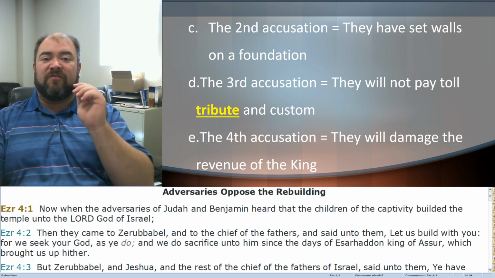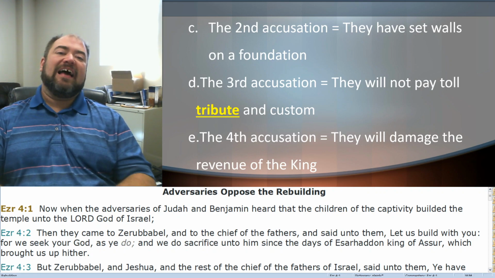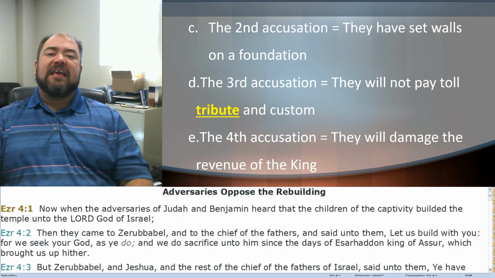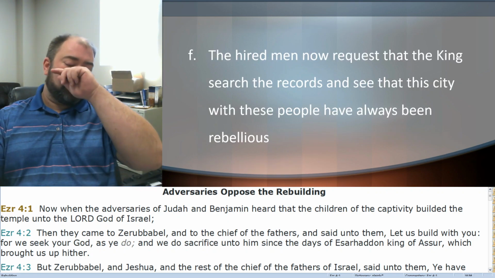They're trying to convince the king to stop the building, because if he allows the building to continue on, he will lose Judah as a nation. And so these are the accusations.